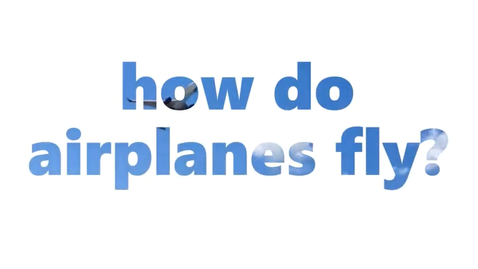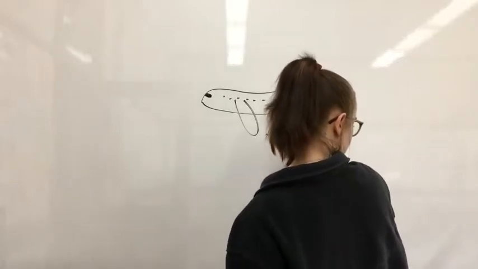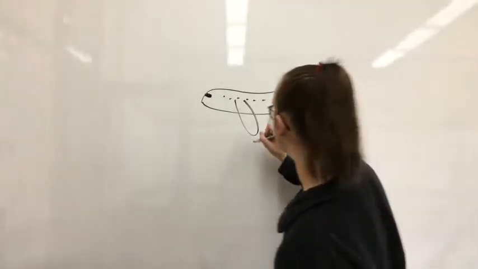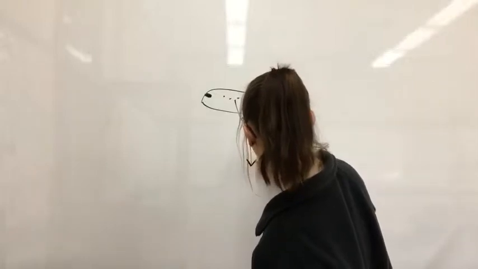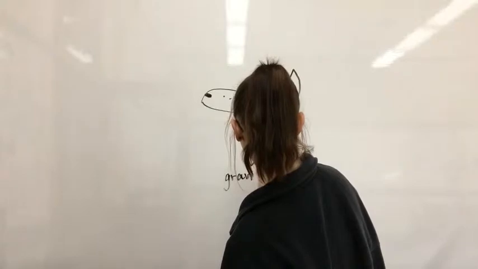How do airplanes fly? There is no net force on airplanes. Newton's first law says that an object at rest stays at rest, and an object in motion continues in motion with a constant velocity and direction, unless acted upon by a net external force.